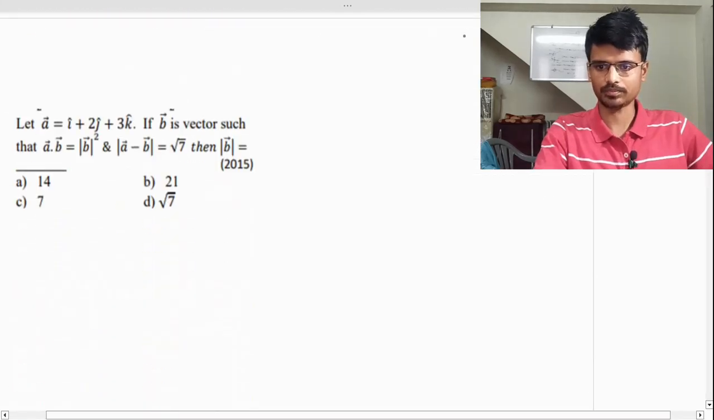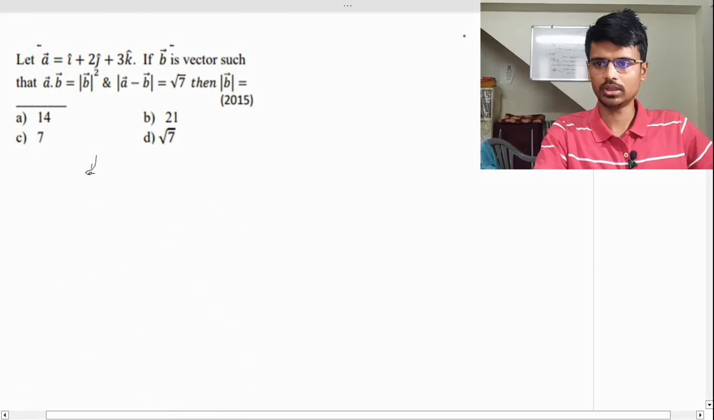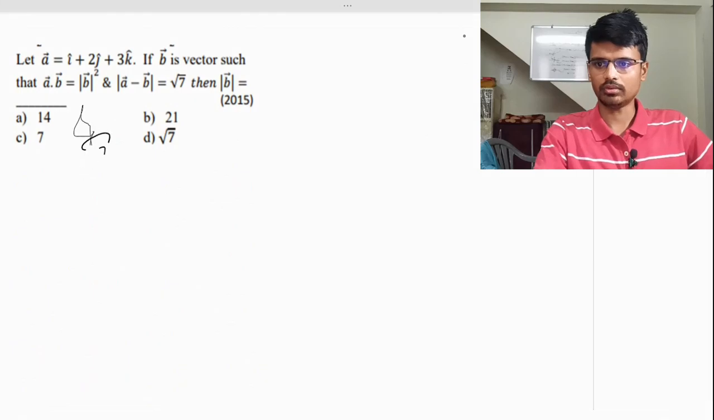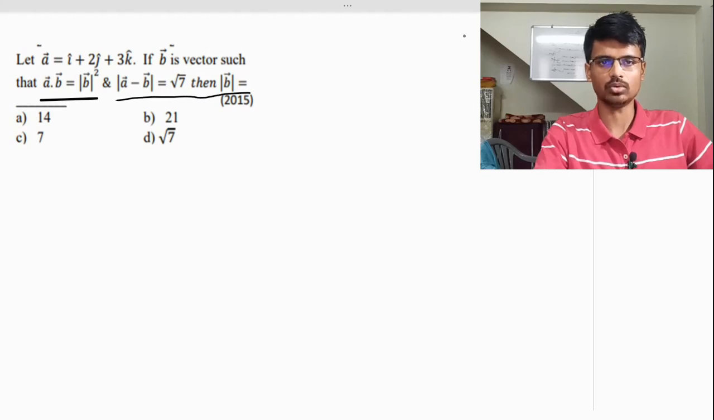So we have here vector A, which is equal to I cap plus 2 j cap plus 3 k cap. Vector B is such that the dot product A dot B is equal to magnitude of vector B whole square, and the magnitude of the difference of the vectors is root 7. Then what is the magnitude of vector B?